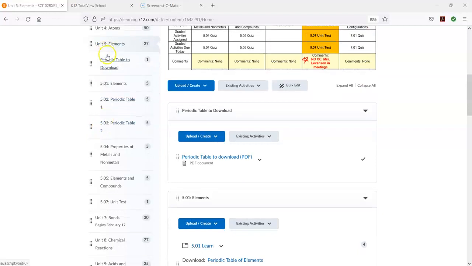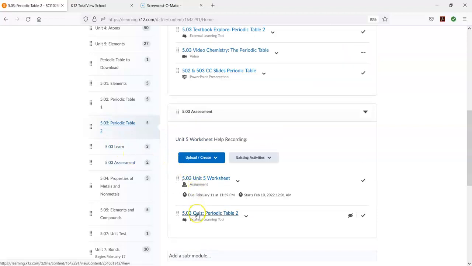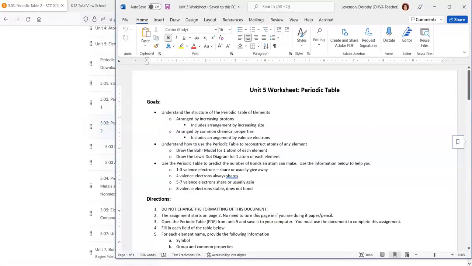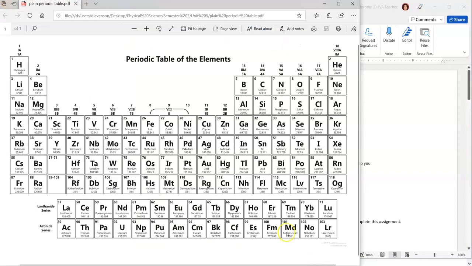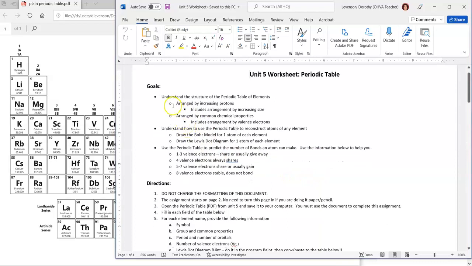You go into Unit 5 and the first thing you need to do is download the periodic table from the top of the unit. Once that's open, you can go to lesson 5.03 and notice that the worksheet is in the assessment. It's in the 503 assessment. There's the Unit 5 worksheet. Open that worksheet. When it's open, it will look like this, and your periodic table should look something like this. We do need it.